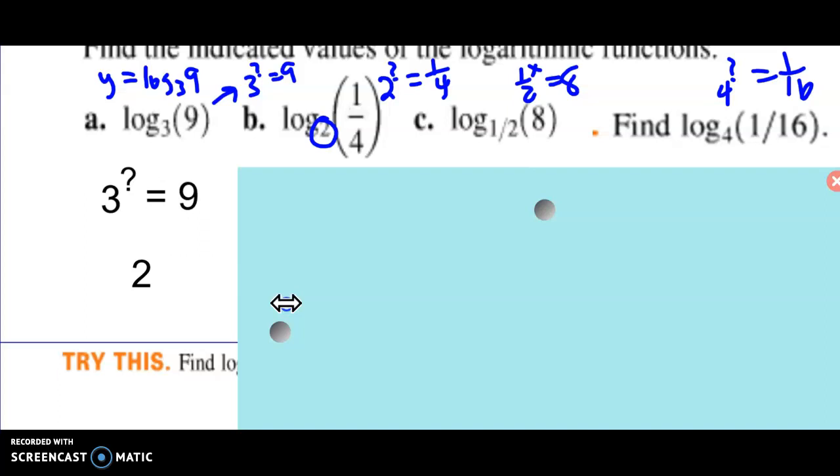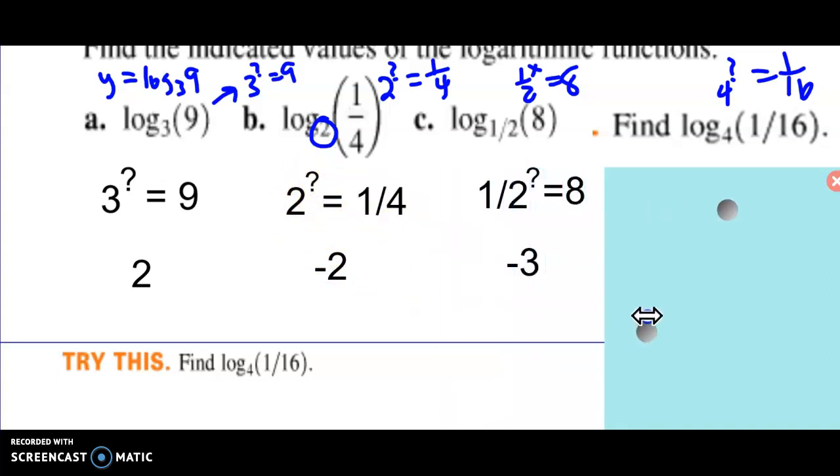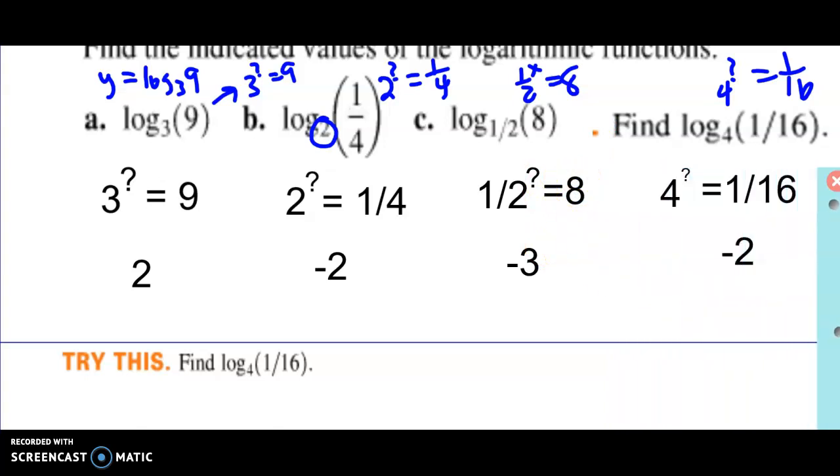Log base 2 of 1/4. 2 to what power equals 1/4? Well, that would be -2. 2 to the -2 equals 1/4. 1/2 to what power equals 8? -3. Since 2 to the third equals 8, 1/2 to the -3 would equal 8. And 4 to what power equals 1/16? -2.